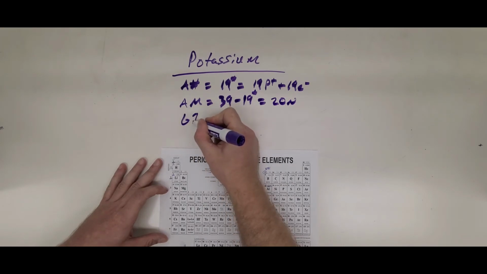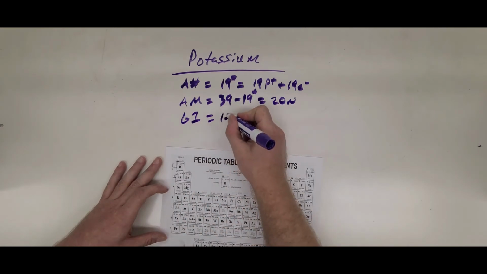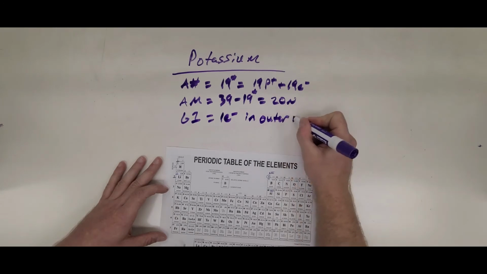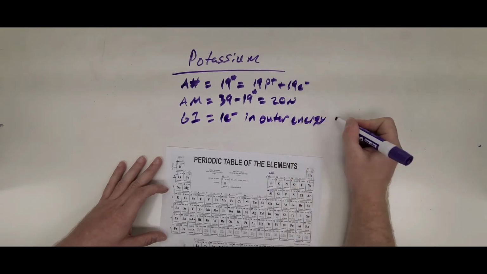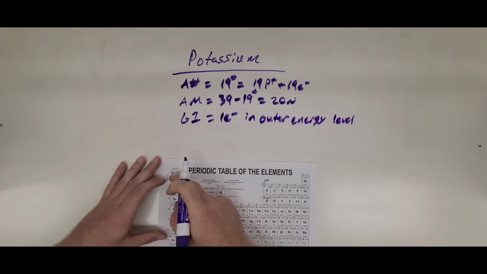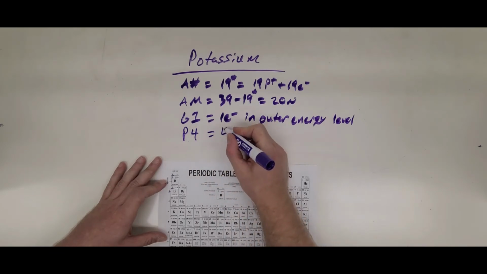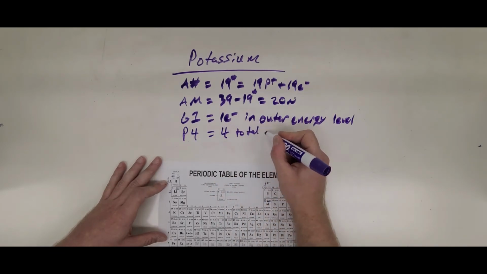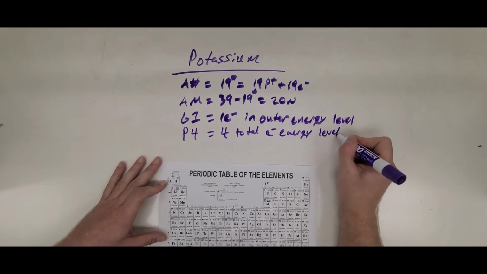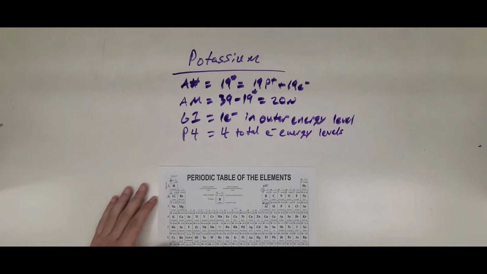It is in group 1, which means it's going to have only 1 electron in its outer energy level. And it is in period 1, 2, 3, 4. So it's going to have 4 total electron energy levels. All right, that is all the information we need. Let's go ahead and draw this.